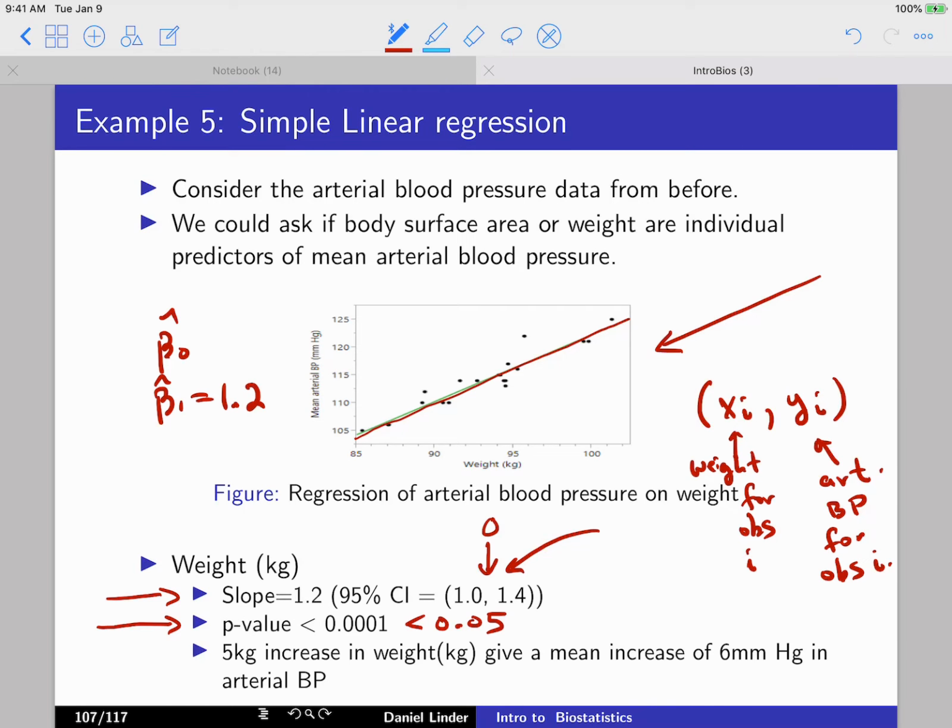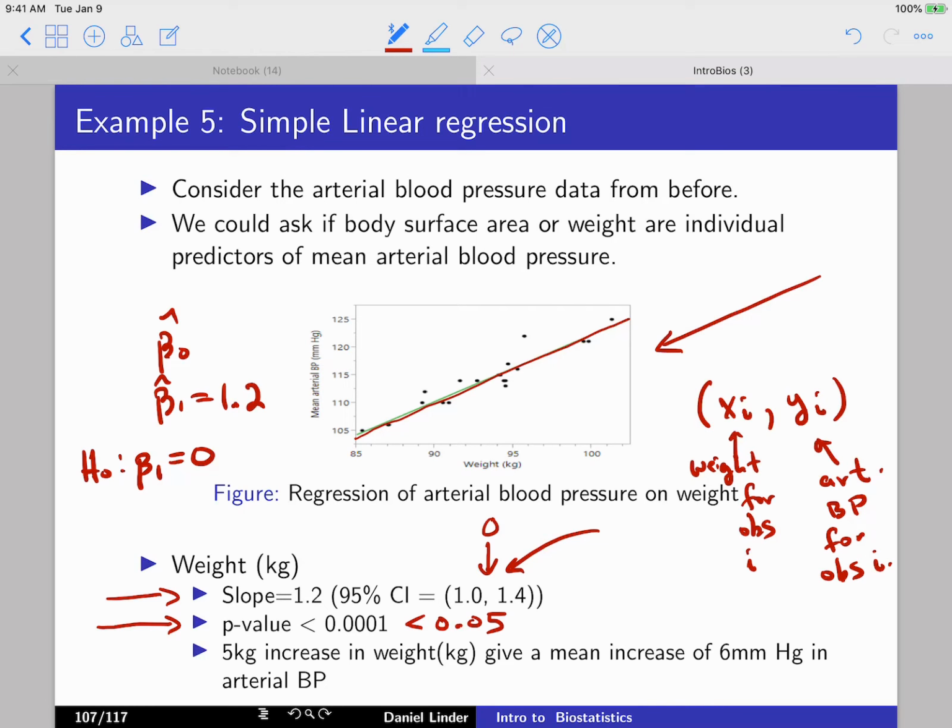We would reject H naught. So what would H naught here be? Recall, it would be that beta 1 is 0. So we would be rejecting this. So our conclusion would be that there is a linear relationship between weight in kilograms and arterial blood pressure.